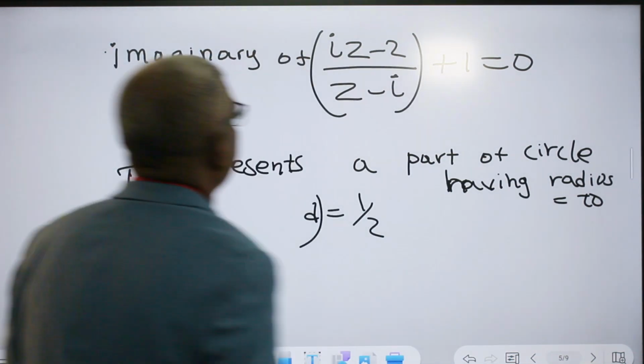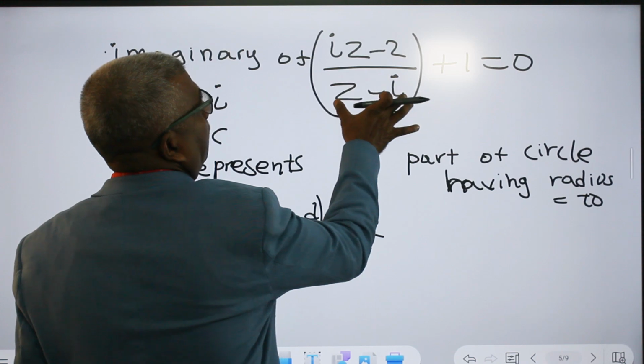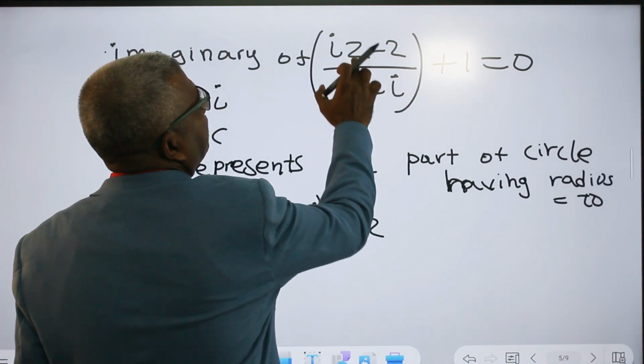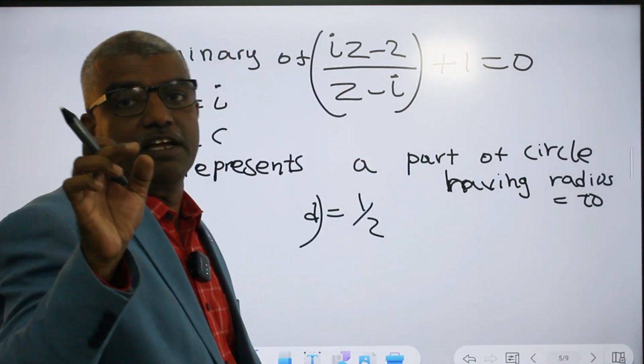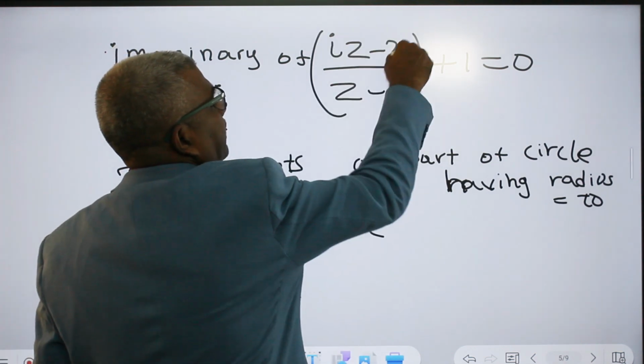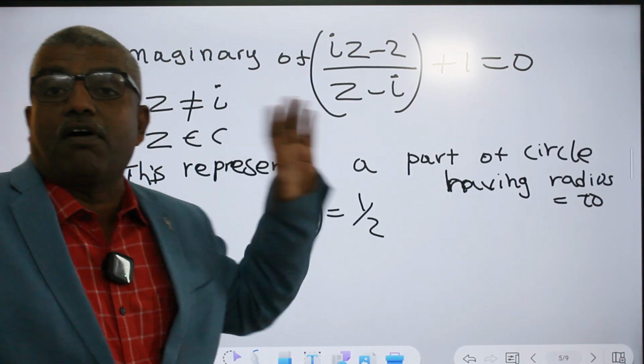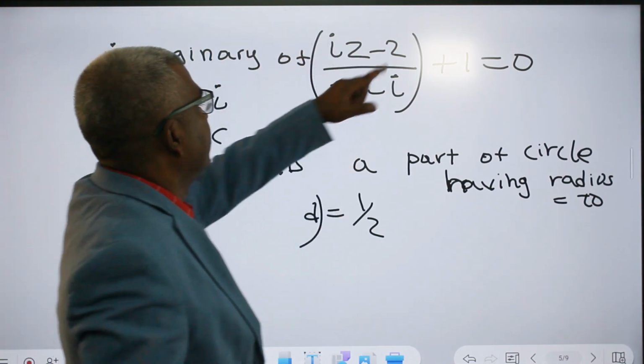Okay, so what is our plan? We have to find the imaginary part. This is iz, and z also has the form a plus ib. So the whole expression's imaginary part we have to find out. That is a part of the equation, the whole of this one.